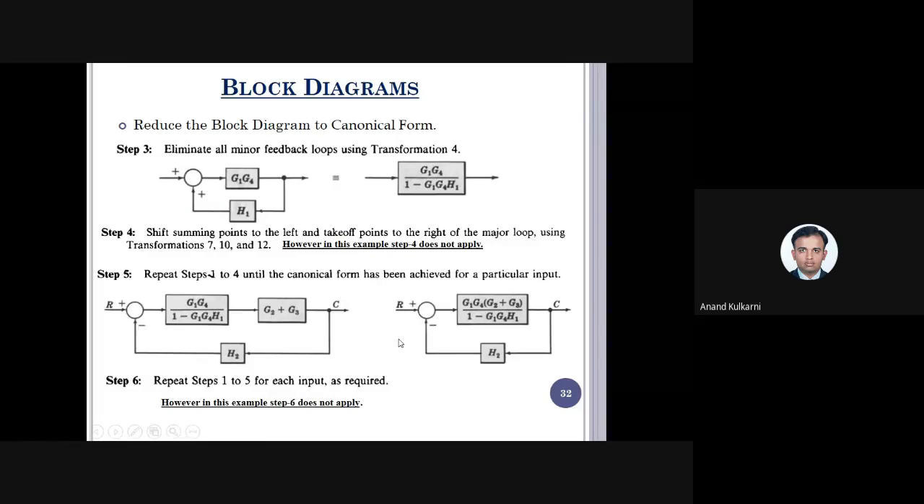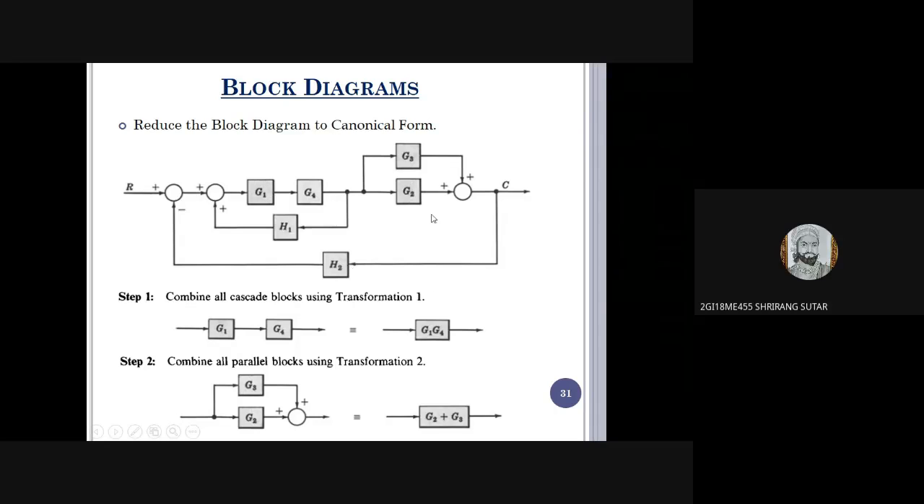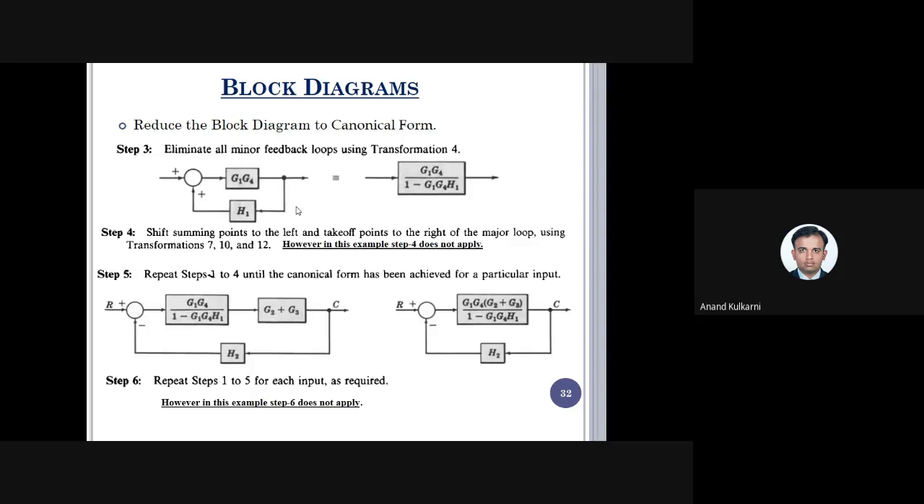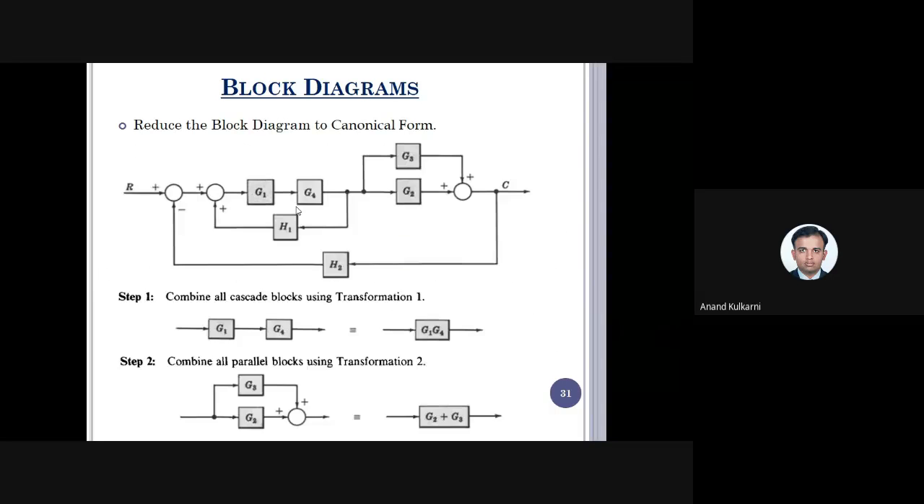Okay, I'll just repeat this problem. See here, given this block diagram, I'll initially only solve this. Yes, Sriran, can you repeat? I'll just repeat this problem for everybody's benefit.